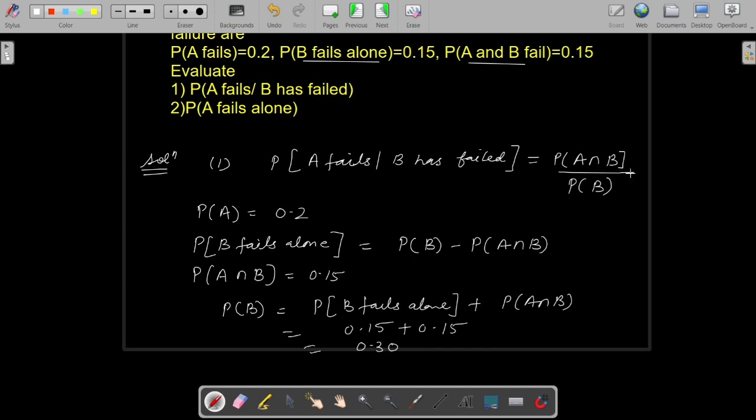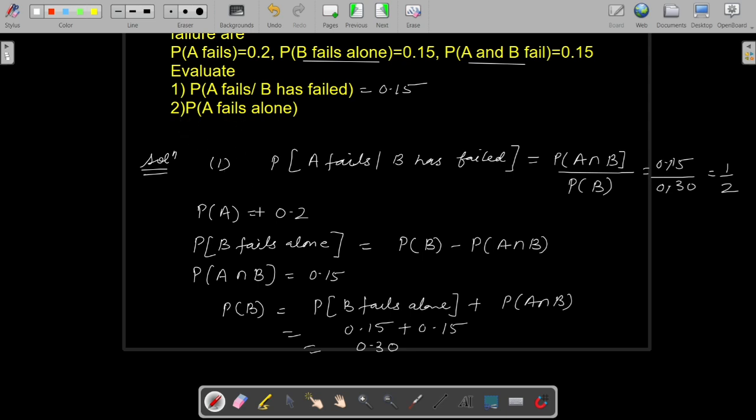Now what did I need? I needed A intersection B and probability of B. Now probability of A intersection B is already given, 0.15, and probability of B is 0.30. Now this is 15/30, that means 1/2. So this probability is equal to 0.5.